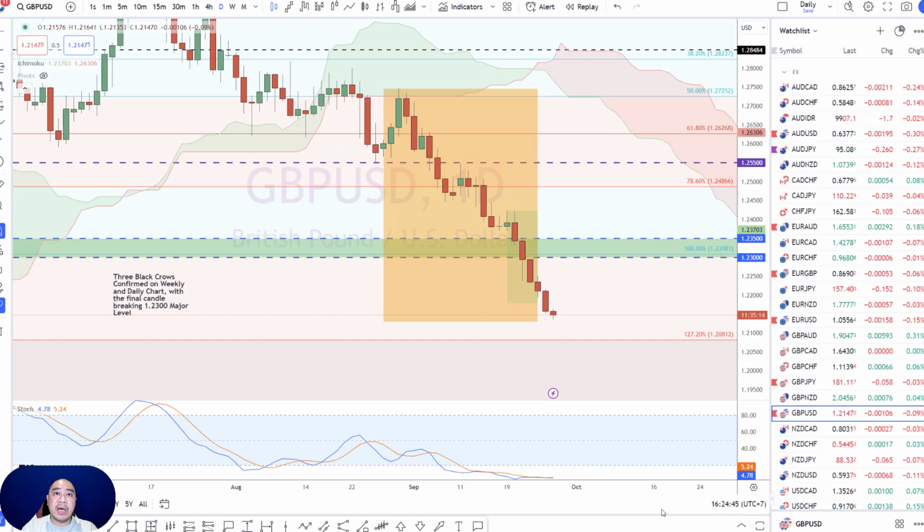Even if it does, that would be a very strong bounce of 1.21, and we are actually still nowhere near that level. I think we still have about 50 pips to go towards 1.21. So could that bounce happen today or maybe tomorrow?